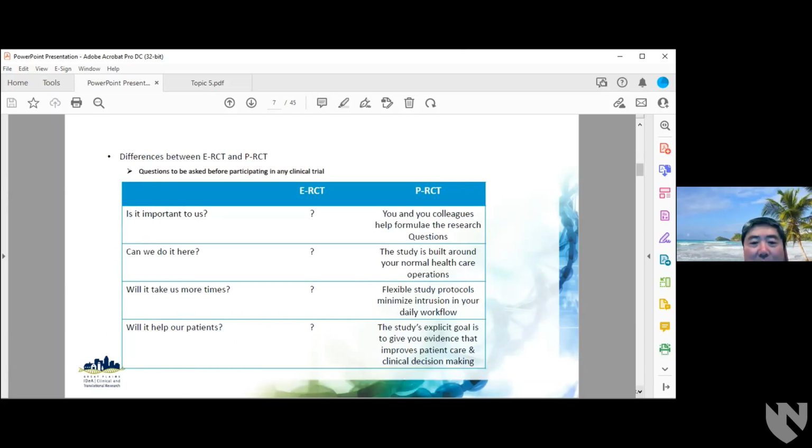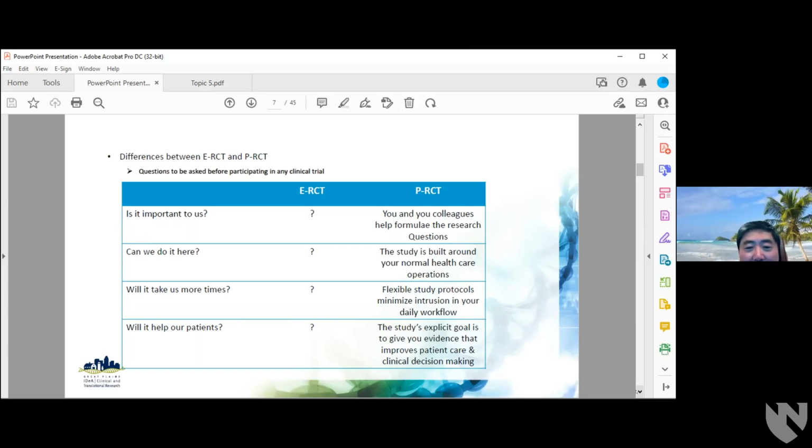There are a number of questions you have to ask before participating in or designing any trial. For a pragmatic RCT, it's pretty straightforward. Is it important to us? Absolutely. This is immediately applied to our daily life, right? For the ERCT, scientifically it may be very important and has great potential, but whether it's immediately important to us or not, we don't know. Okay, so can we do this here?